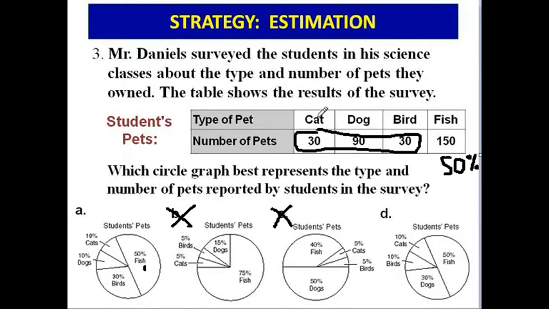So I don't think it can be A. If you look over here, I've got dogs at 30%, birds and cats at the same size at 10%. I know my answer's got to be D. Well, there you go. Good for us.